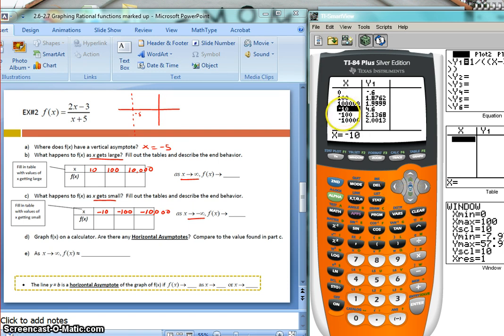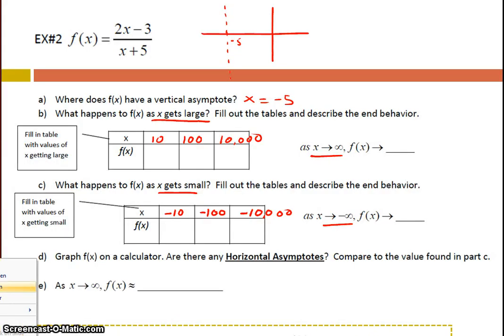So likewise, we can look at the bottom 3 numbers. As x approaches -infinity, these numbers are bigger than 2, right? We have -10, 4.6, -100, 2.1, -10,000, 2.0013. These numbers are all above the line y equals 2 and getting closer and closer to 2. It's leveling off. It's an asymptote. So we can put those values into our table that we found, and we can write the end behavior. So as x approaches infinity, f of x approaches 2.